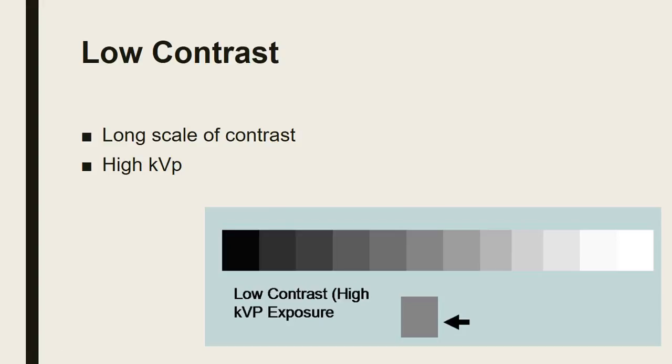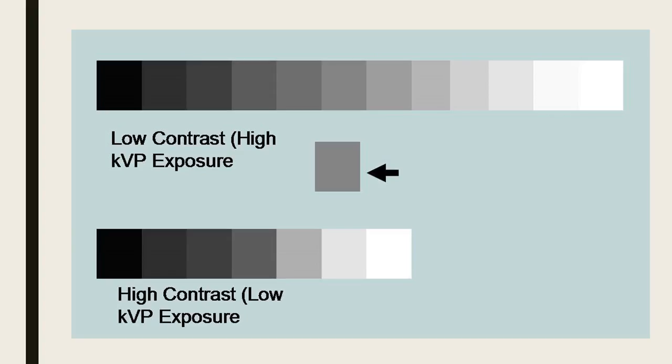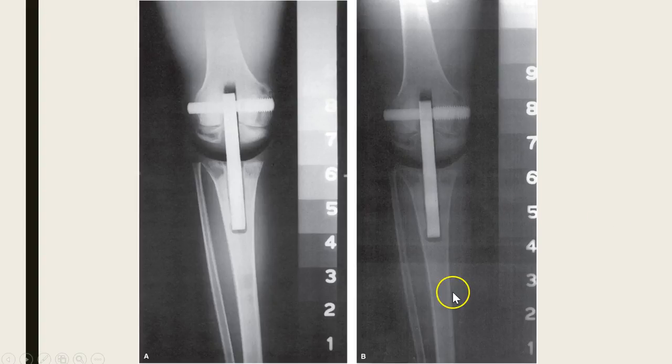And if you ever work with radiographers like me, and let's just say at my age, we're used to the more contrasty images than we are the grayscales. Here's the two together: low contrast, high kVp, long scale. Here's high contrast, low kV exposure, and this has a short scale. This is a nice image also.